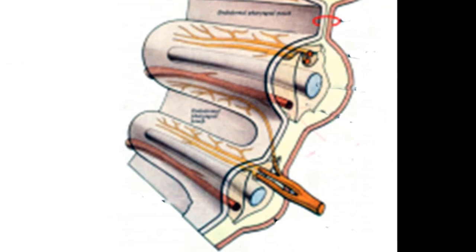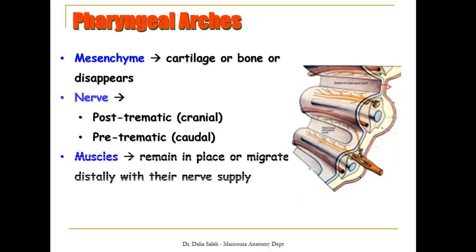So we have two types of nerves. The post-trematic nerve lies cranial in the pharyngeal arch. It is the main nerve supply of the arch. And another one derived from the arch above it, we call it the pre-trematic nerve. It lies caudal in the pharyngeal arch.